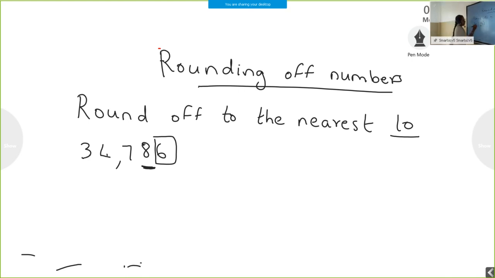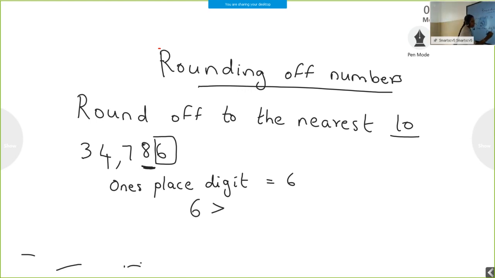Now, here the digit in the ones place. So, we have this one. Which is the digit in the ones place? The ones place digit is 6. Okay. Now, the next step is, if the ones place digit is greater than or equal to 5, that's the rule.